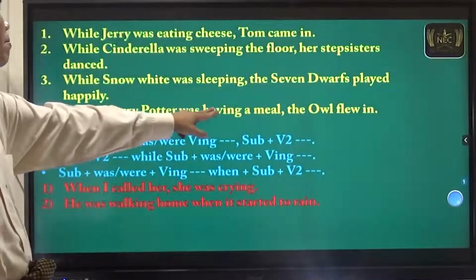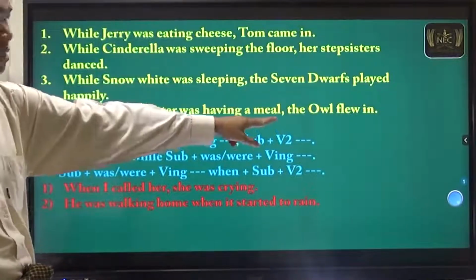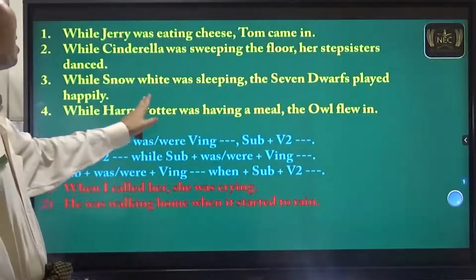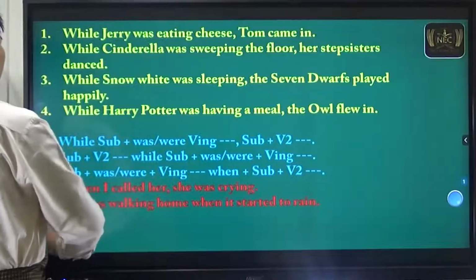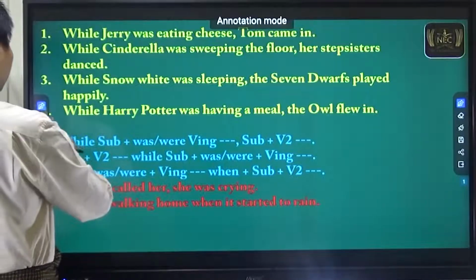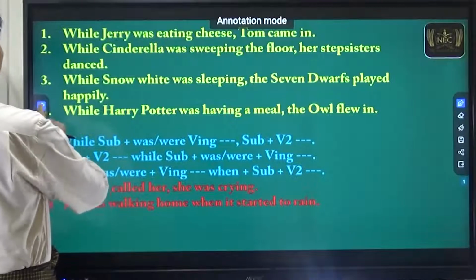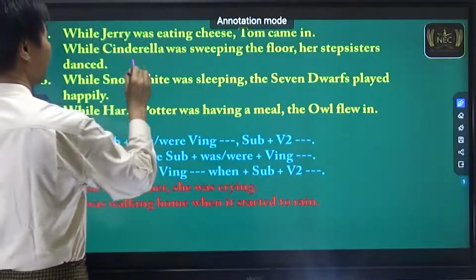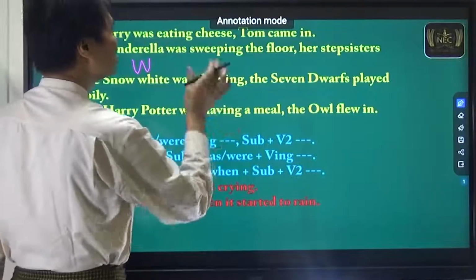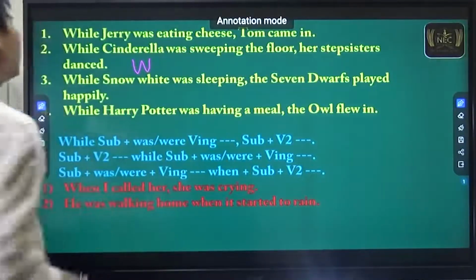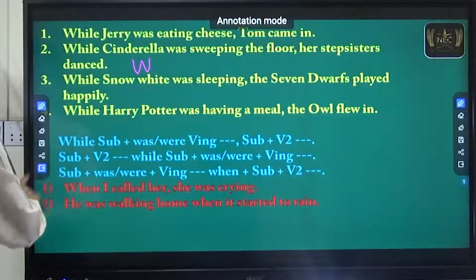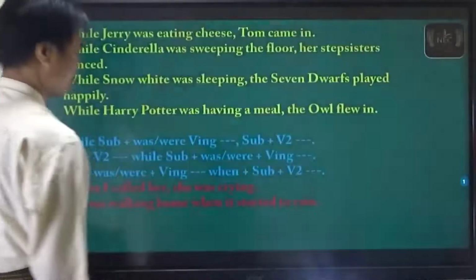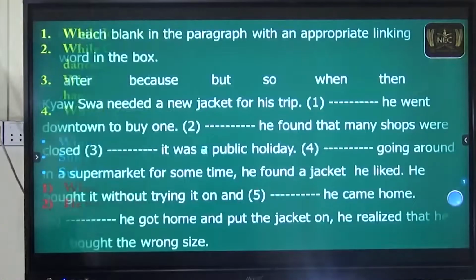While Harry Potter was having a meal, the owl flew in. While Snow White was sleeping, the seven dwarfs played happily.